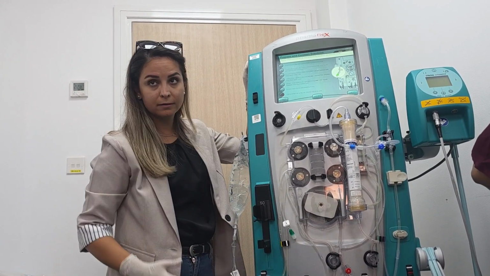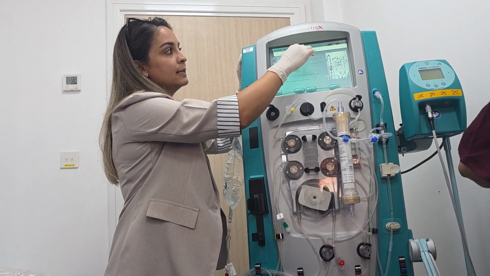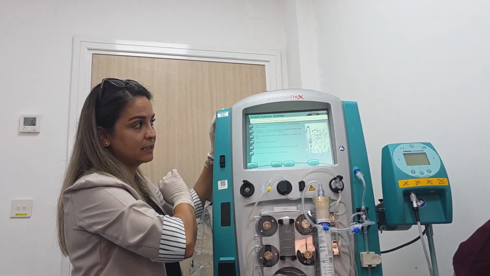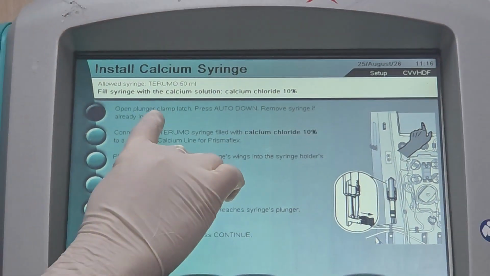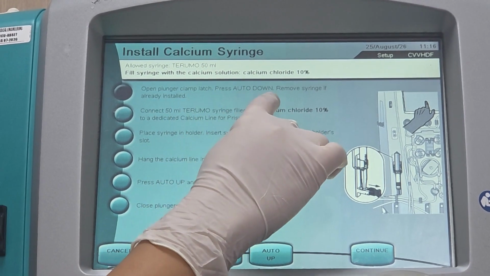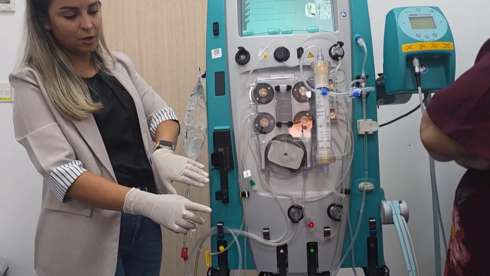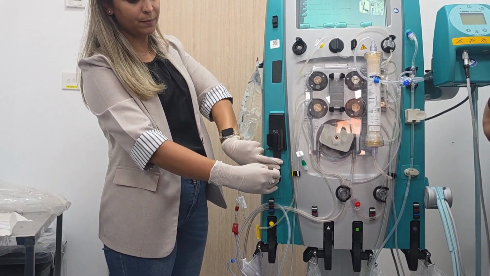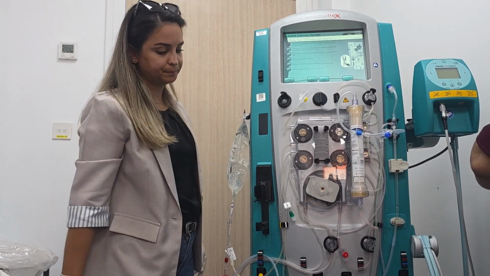Is it clear? Yes. Okay, continue. Now, let's install the calcium syringe. See the name? It's calcium syringe. Now, the first step is open the plunger clamp latch, press auto down, remove the syringe if already installed. So open the plunger. We support here to avoid breaking the handle, and then we open the plunger.